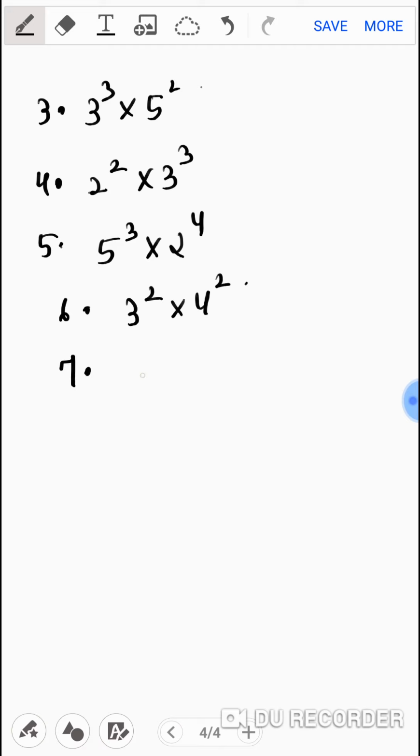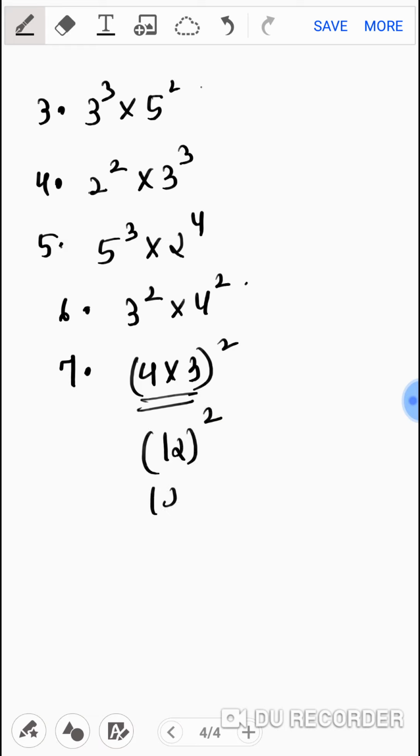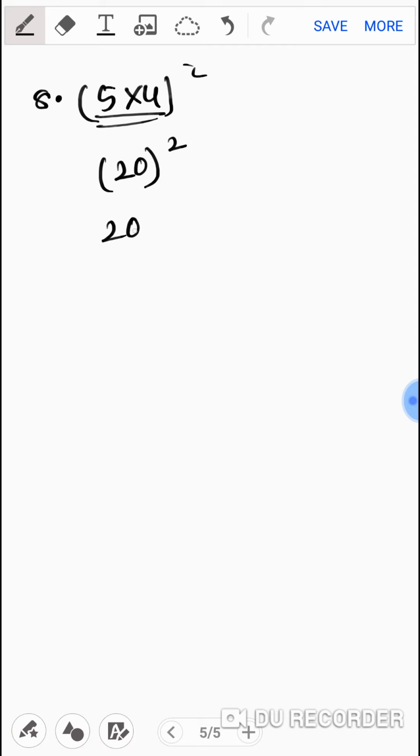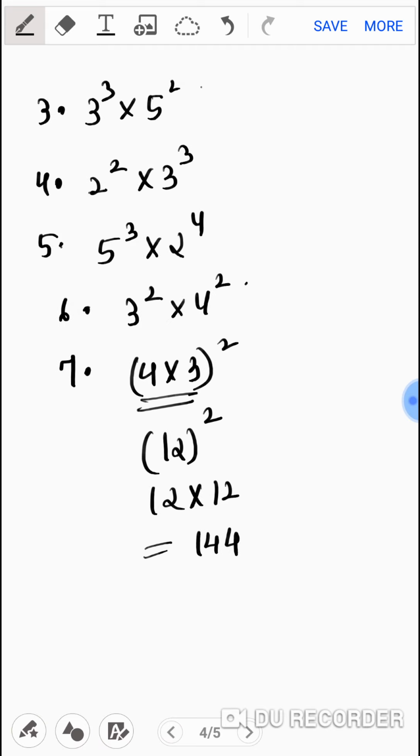Next, I will take problem number 7, that is 4 into 3 raised to 2. First, you have to multiply 4 into 3, that is 12. Raised to 2 means you have to multiply 12 for 2 times, and that will be 144. I will also take problem number 8, that is 5 into 4 raised to 2. First, you have to multiply the bracket, that is 5 4s are 20. Raised to 2 means you have to multiply 20 for 2 times, that will be 400. Got my point clear?